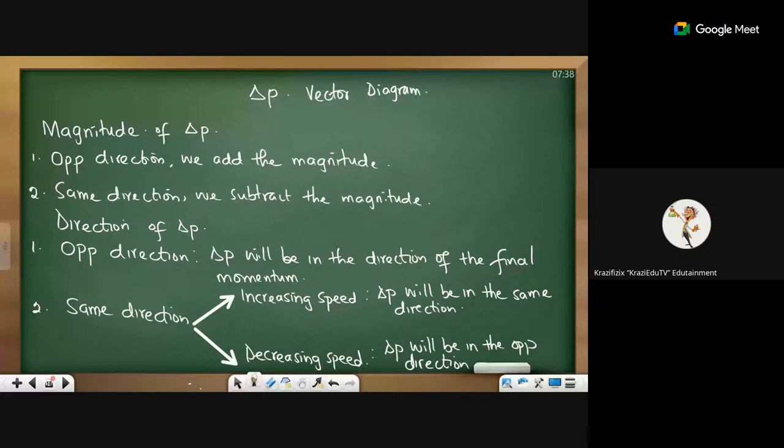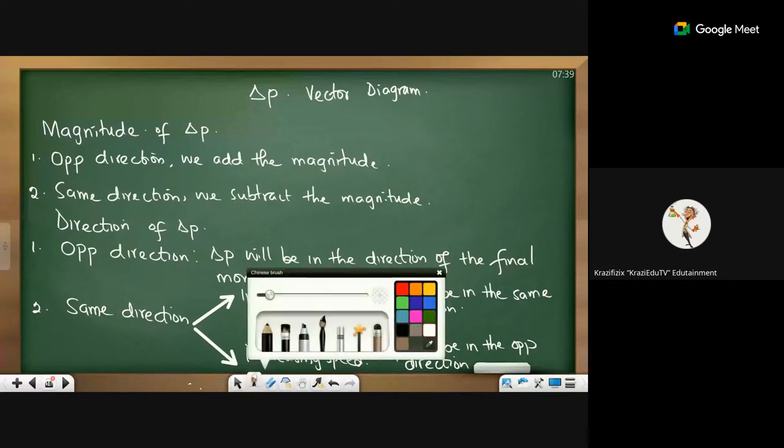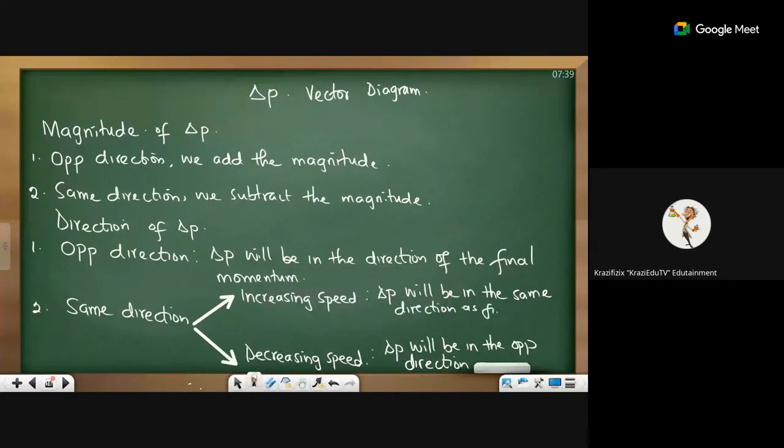All right. Magnitude of change in momentum. If they're in opposite directions, we add. Same direction, we subtract. What about the direction? If they are in opposite directions, the change in momentum will always be in the direction of the final. If they are in the same direction and the speed is increasing, change in momentum will be in the same direction as the final. Let me add this. You can add this as final. Everything is made reference to the final momentum. Decrease in speed, change in momentum will be in the opposite direction of final momentum.